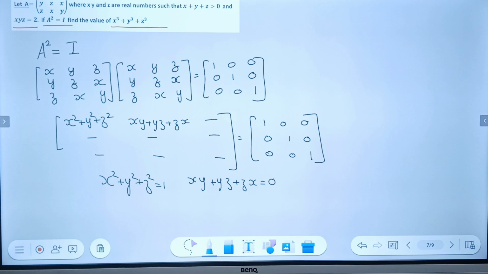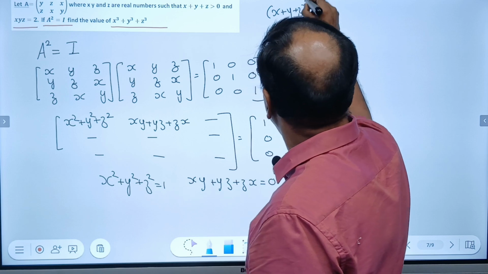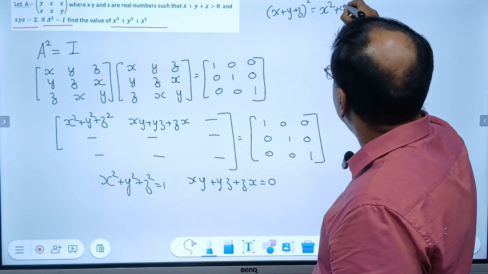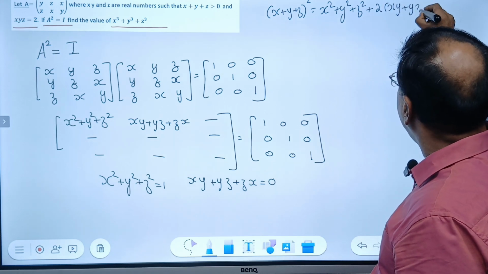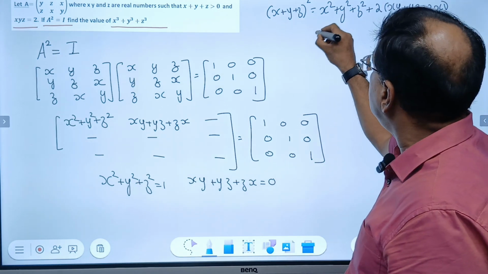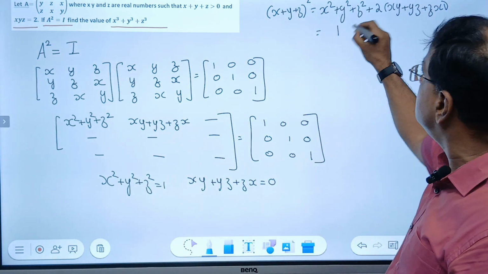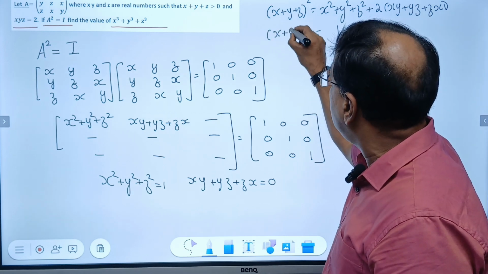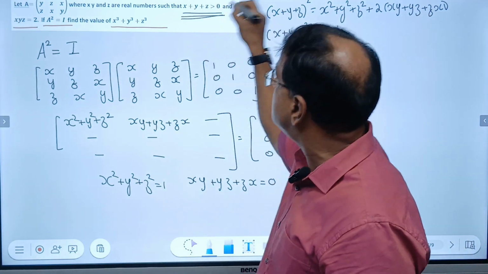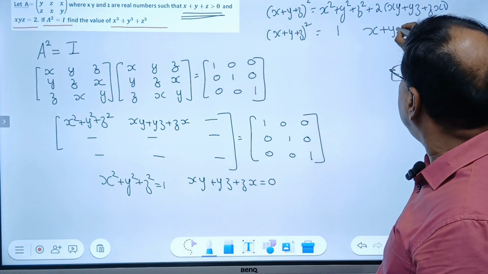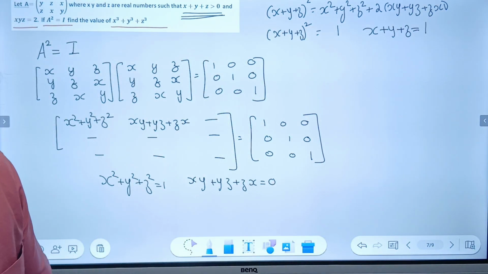So I got this. Now what I will do, I will find what is x plus y plus z the whole square, which is x square plus y square plus z square plus 2 times xy plus yz plus zx. Now clearly x square plus y square plus z square is 1 and xy plus yz plus zx is 0. So I have got x plus y plus z whole square is 1. Since x plus y plus z is positive, the root will be only 1, it will not be plus or minus 1. Okay, that's another very important thing.